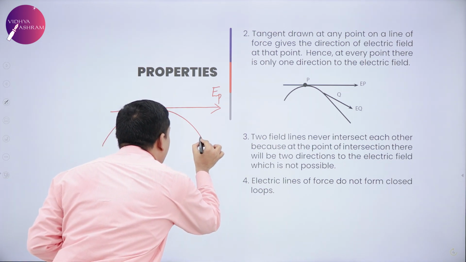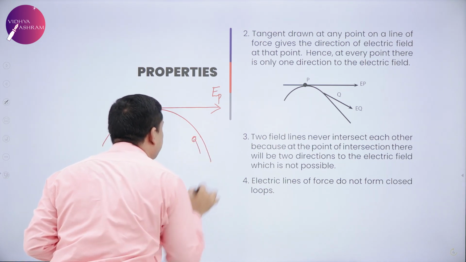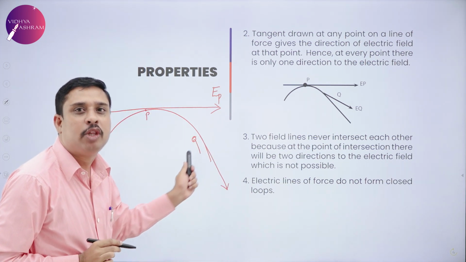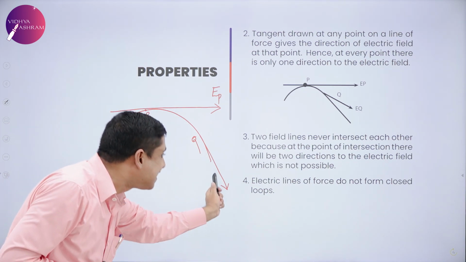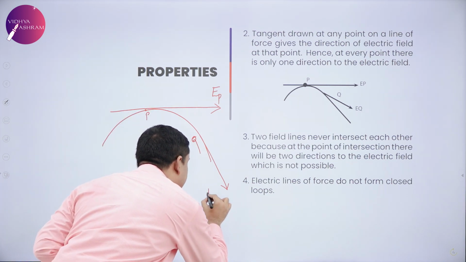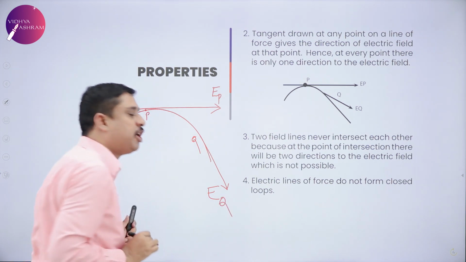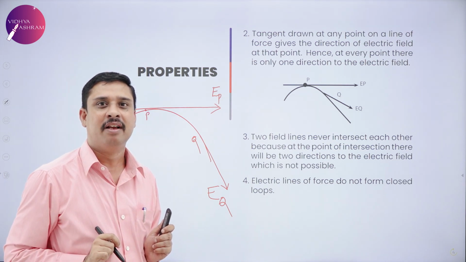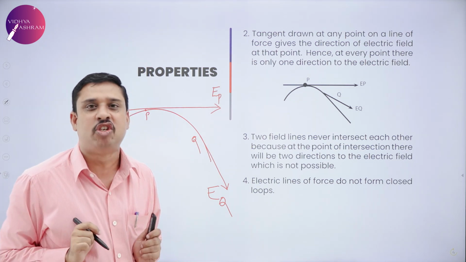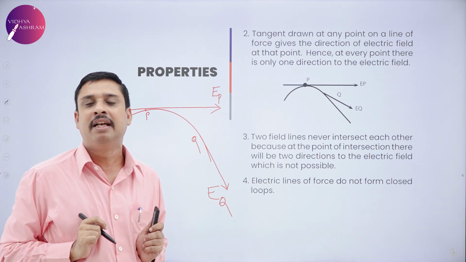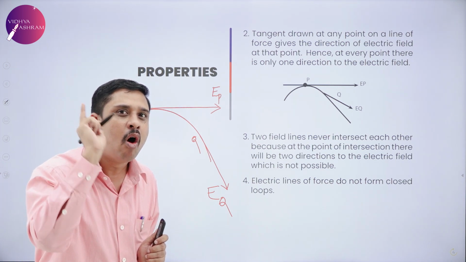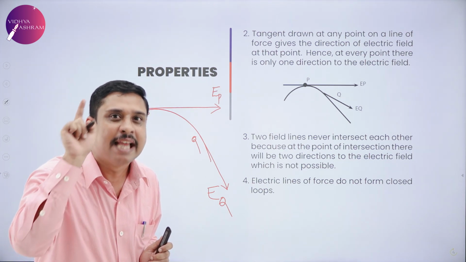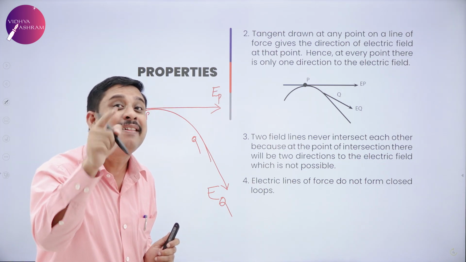Suppose I consider one more point here, Q. Draw a tangent passing through the point Q. What is this tangent giving me? The electric field at this point Q. So wherever on a field line you draw a tangent passing through a point, the tangent always indicates the direction of the electric field at that point.